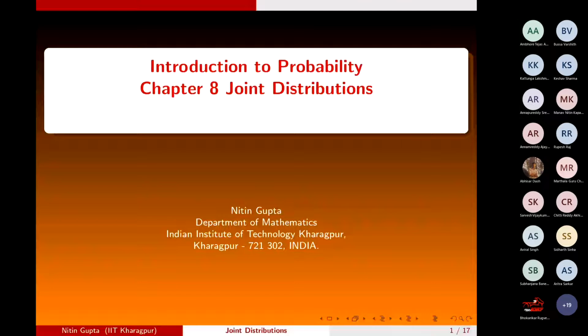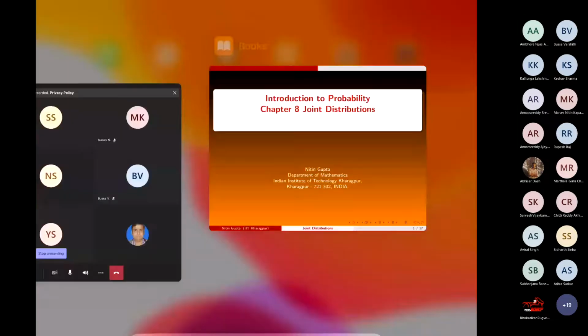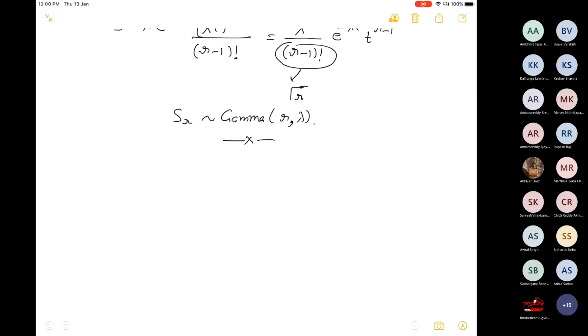So we are starting with the joint distributions in the introduction to probability. Slides I have already shared, as some students have requested. So let me start with an example.